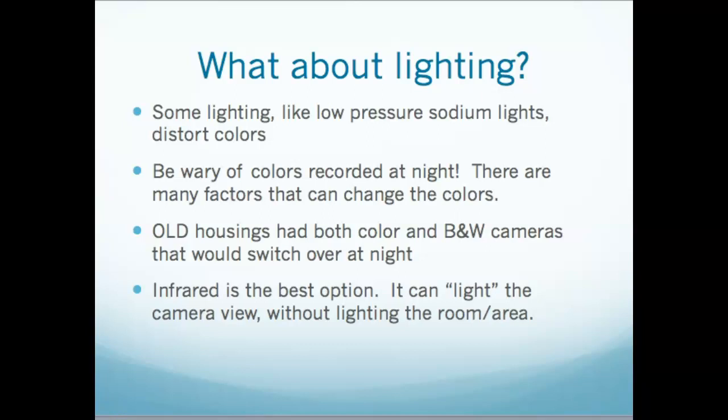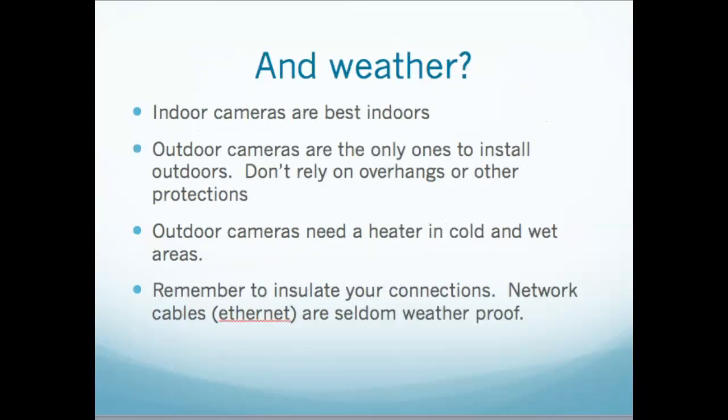And you'll see infrared cameras normally have a ring of little lights. They look like little LED lights around the lens. They will often shine in red color. You can see them from a distance, and that is the infrared system on a camera to light it up in very dark areas. So how about weather?